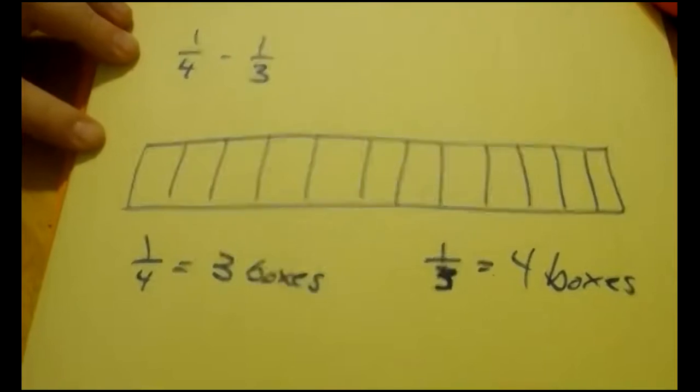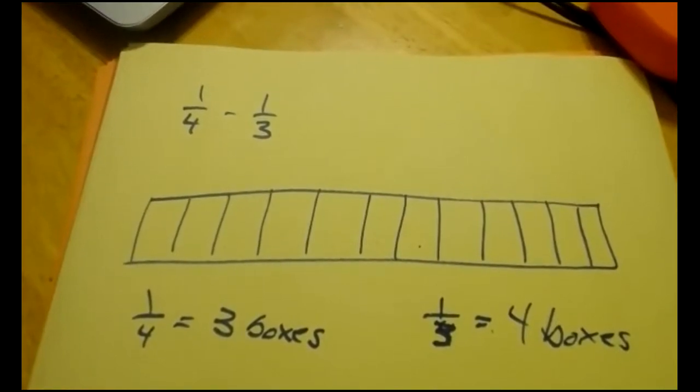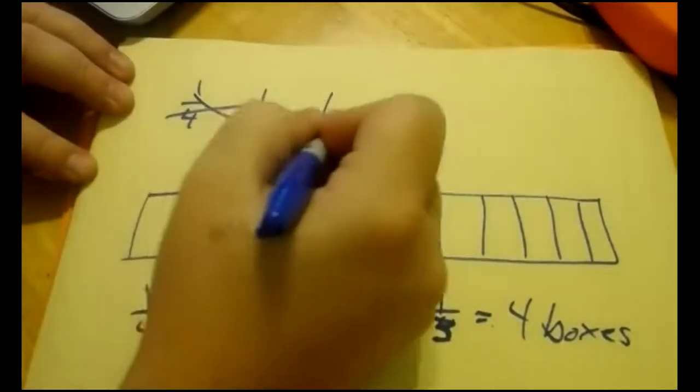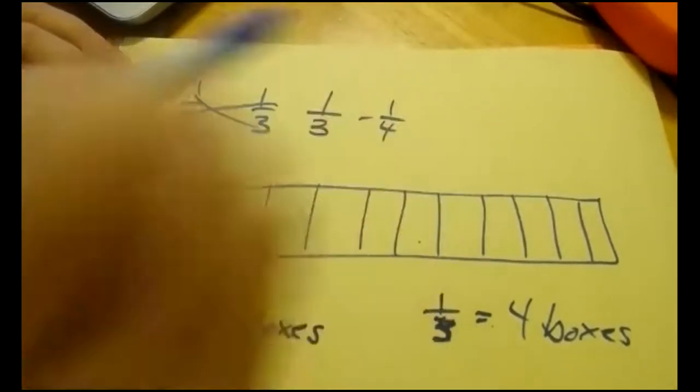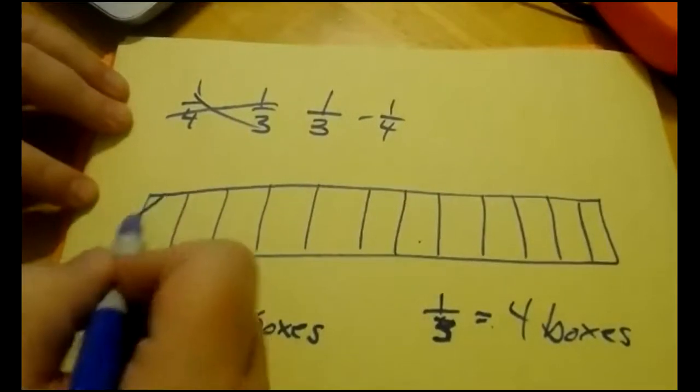That being the case, we're doing 1/4 minus 1/3. Oh wait, is it 1/3 minus 1/4? Hold on. Yeah, that's written backwards. Sorry. The question is written backwards. It should be 1/3 minus 1/4. That being the case, 1/3 is 4 boxes, so we'll shade 4 boxes.